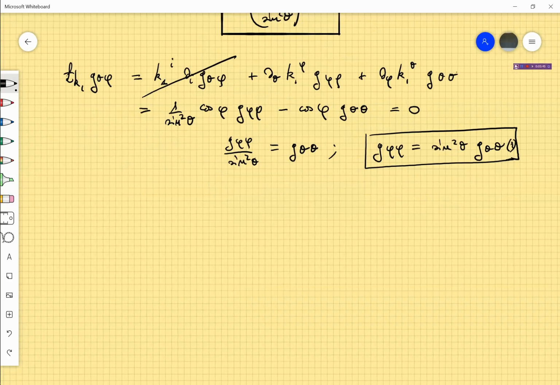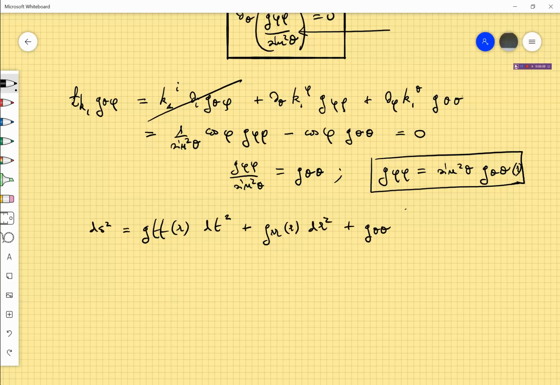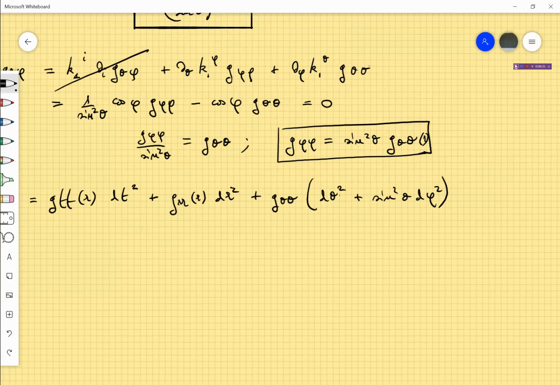So, summarizing the results, now I come back to this general expression of the metric, and I know that the static spherically symmetric metric is characterized by these components: g tt of r dt squared plus g rr of r dr squared plus g theta theta, and now the way to write this more easily would be d theta squared plus sine squared theta d phi squared. I am using the fact that g phi phi is just sine squared theta g theta theta, and this is just a function of r. And this is what we have always written as d squared omega.